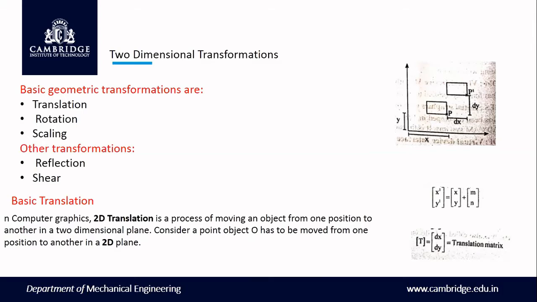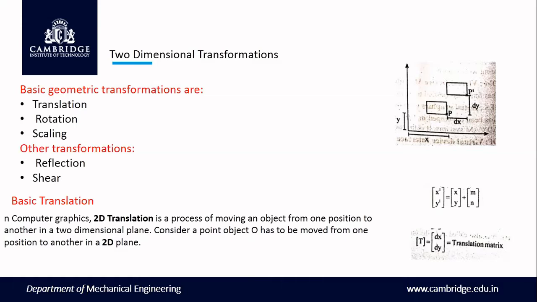For example, a point will be there, 1 comma 1. I want to translate 2 units in the x direction and 2 units in the y direction. Now what is the next point location? 1 comma 1 is there, 1 plus 2 is 3, and 1 plus 2 is 3. Therefore the point 1 comma 1 has moved to the 3 comma 3 position. That is what you are supposed to have in a translation matrix. Any doubts, you can ask.